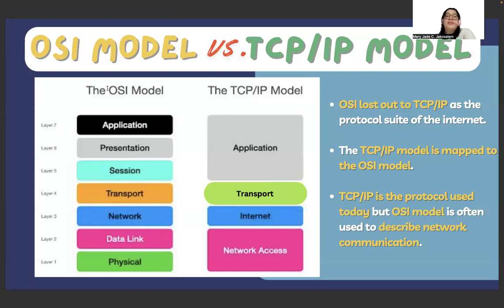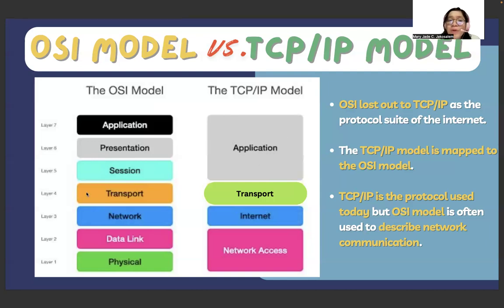So here, as you can see, we are comparing them. The OSI model has 7 layers, while the TCP/IP model only has 4 layers. However, since the TCP/IP model is mapped to the OSI model, they have equivalents. The application layer of the TCP/IP model is equivalent to the application, presentation, and session layers of the OSI model. In short, the three layers, layer 5 to 7 of the OSI model, are combined into just one layer in the TCP/IP model, which is the application layer.